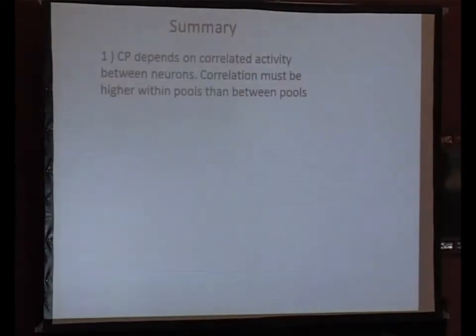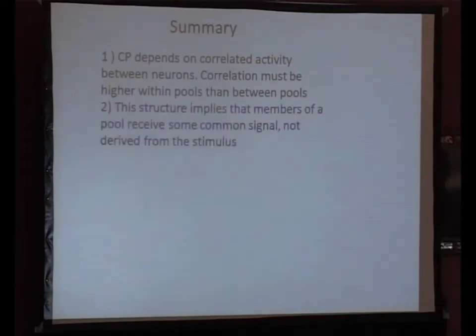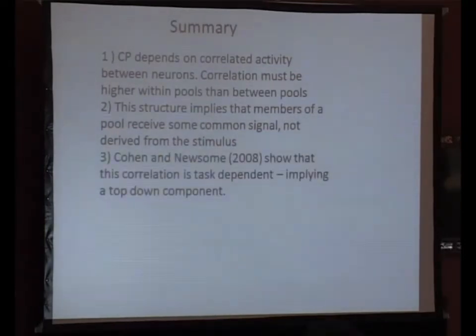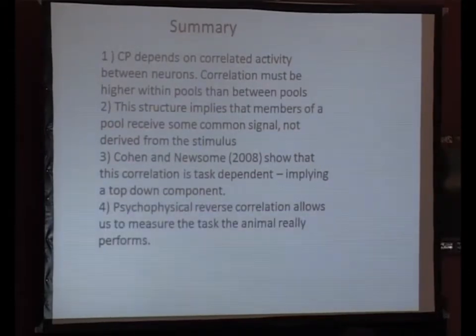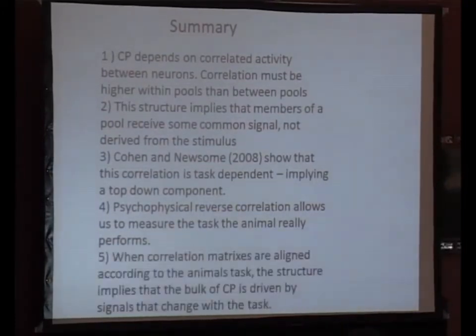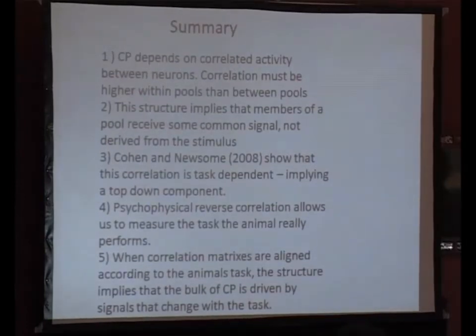That's just another way of quantifying the same thing. So choice probability depends on correlated activity between neurons, and that correlation has to be higher within pools than between pools. This structure implies that members of a pool receive some common signal which isn't derived from the stimulus, and that common signal clearly changes with task, as was shown by Cohen and Newsome. What we've shown is that if you use psychophysical reverse correlation, which allows you to measure what task the animal is actually doing, and then align the data that way, the correlation matrices show a structure which implies that the bulk of the choice probability is driven by signals that change with the animal's task. To my mind, that suggests they're what you would call top-down.